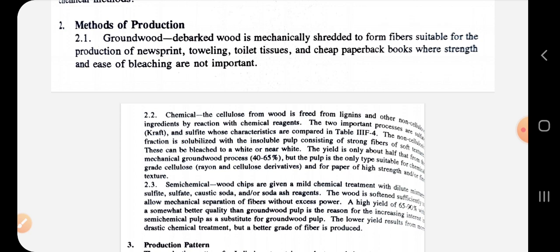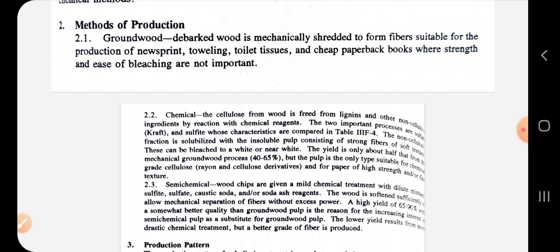So the groundwood method, which is the mechanical method, is one in which wood is mechanically shredded. First of all it is shredded coarsely, and from that the fibers are separated. The suitable fibers which fulfill all the requirements for pulp making are separated and are categorized according to the need. Some types of fibers are good for newsprint paper, some are suitable for tissues, and others for writing paper, that is for books.